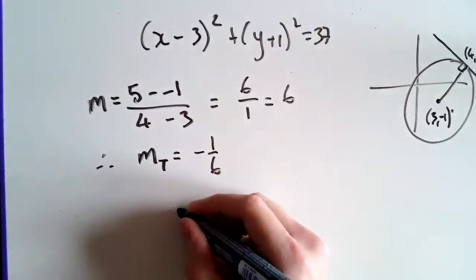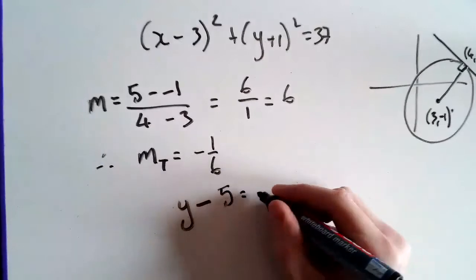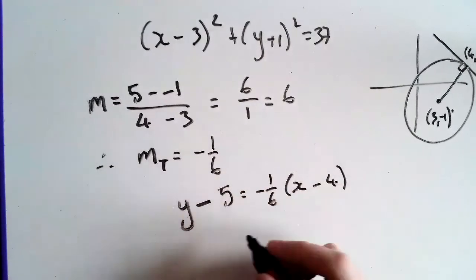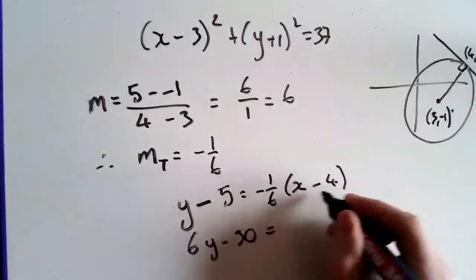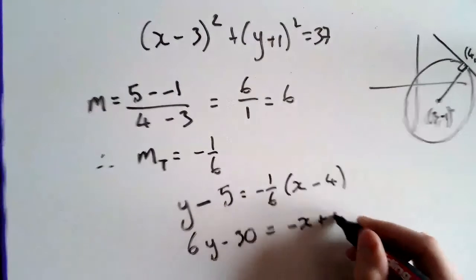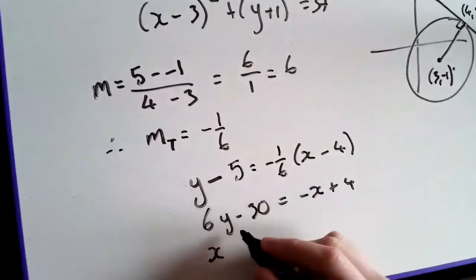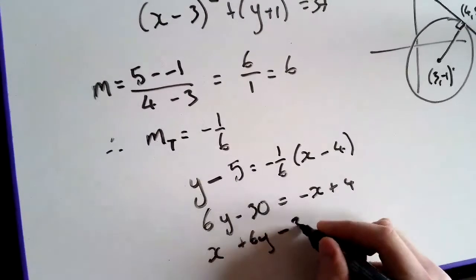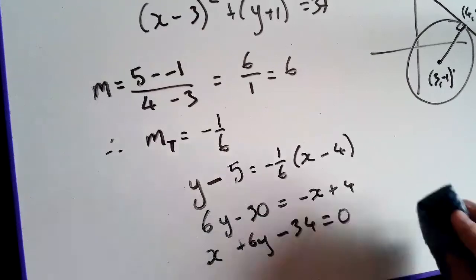So I can use y minus y1, and the point on the curve is (4, 5). So y − 5 = −1/6 (x − 4). Times both sides by 6, so 6y − 30, and expand this side by −1, so −x + 4. Add x to both sides, so x + 6y, and take away 4 from both sides, so −34 is 0. Or you could rearrange to get y equals, I don't mind.